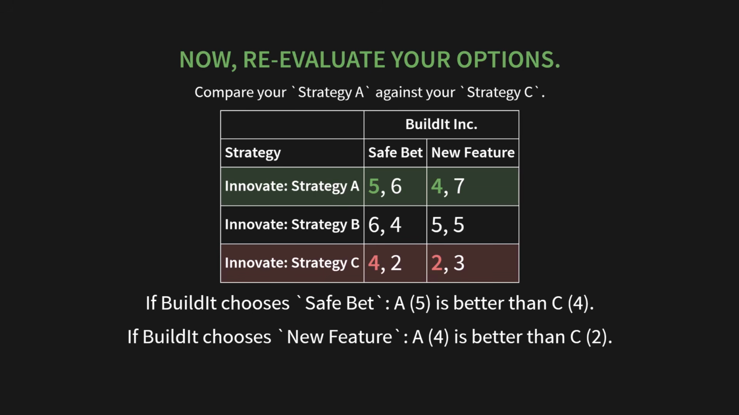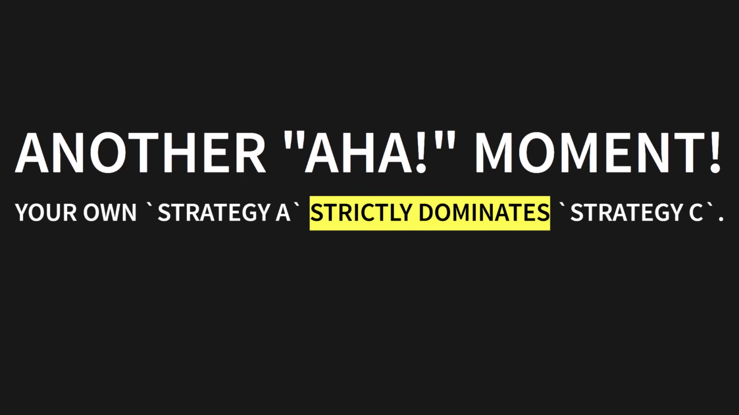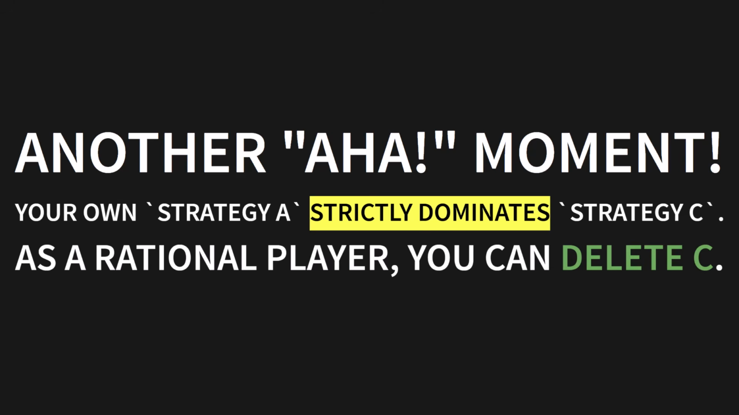So A is better. What if Build It chooses New Feature? Strategy A gets you a 4, while C only gets you a 2. A is better again. Another aha moment. Your own strategy A strictly dominates strategy C. As a rational player, you would never choose C, so you can delete it from your own mind.